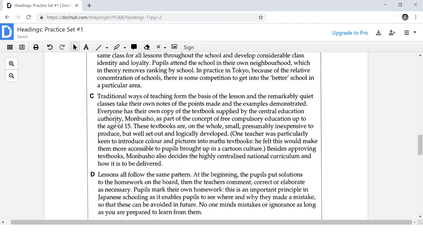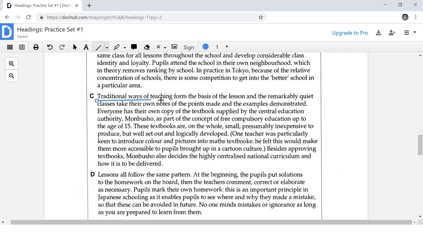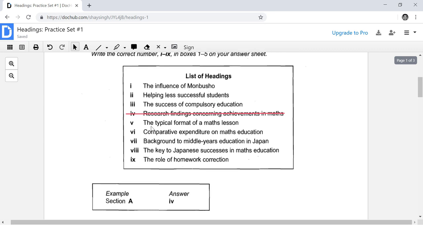So what is this paragraph really talking about? What is this whole paragraph talking about? You have to be able to understand the gist of the paragraph. That's what this question is all about. So what this whole paragraph is really talking about is this part over here. It's talking about the traditional ways of teaching, and then it's describing to us what those traditional ways of teaching are, and then it's going into the details of those traditional ways of teaching. So let's see if we can find something about traditional ways of teaching. So here we have our answer choices.